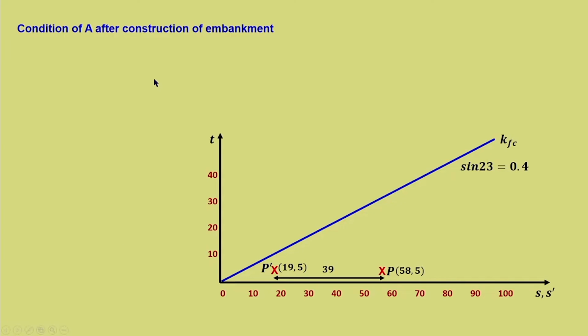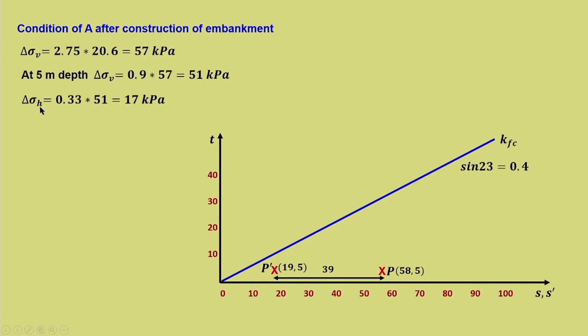Okay. Now, after the construction of the embankment, what will happen, whether it is going to fail or not. The incremental stress delta sigma V is equal to 2.75, the height of the embankment, into 20.6, the unit weight given for the embankment material, which is 57 kilopascal. At 5 meter depth, the entire stress is not going to be transferred; it is 0.9 times, according to what is given in the question. Delta sigma H is equal to 0.33 into 51, which is equal to 17 kilopascal. This is as per what is given in the question.